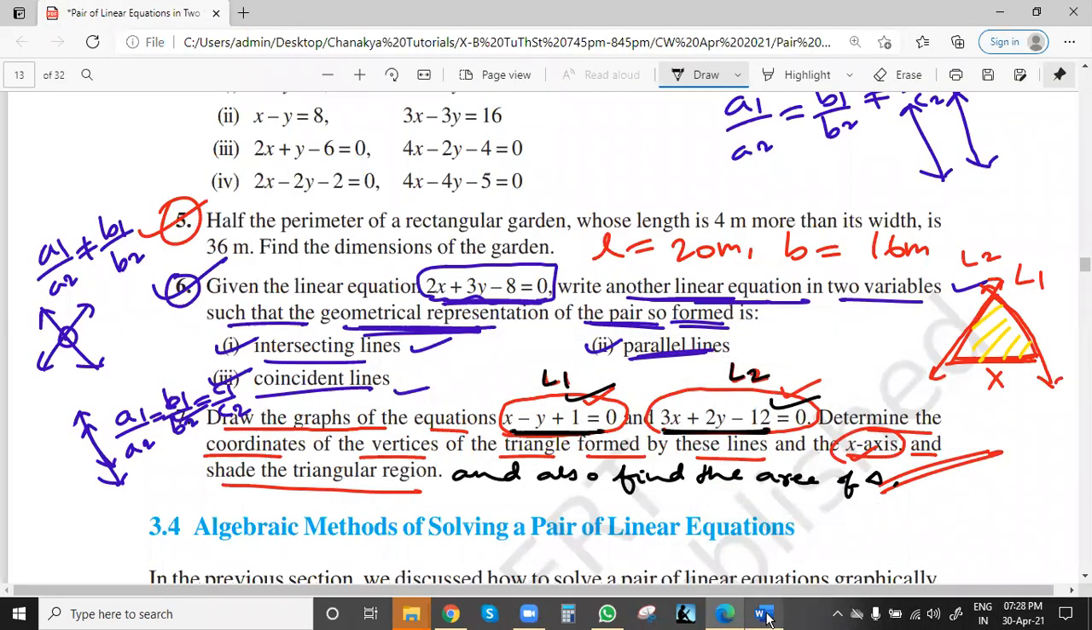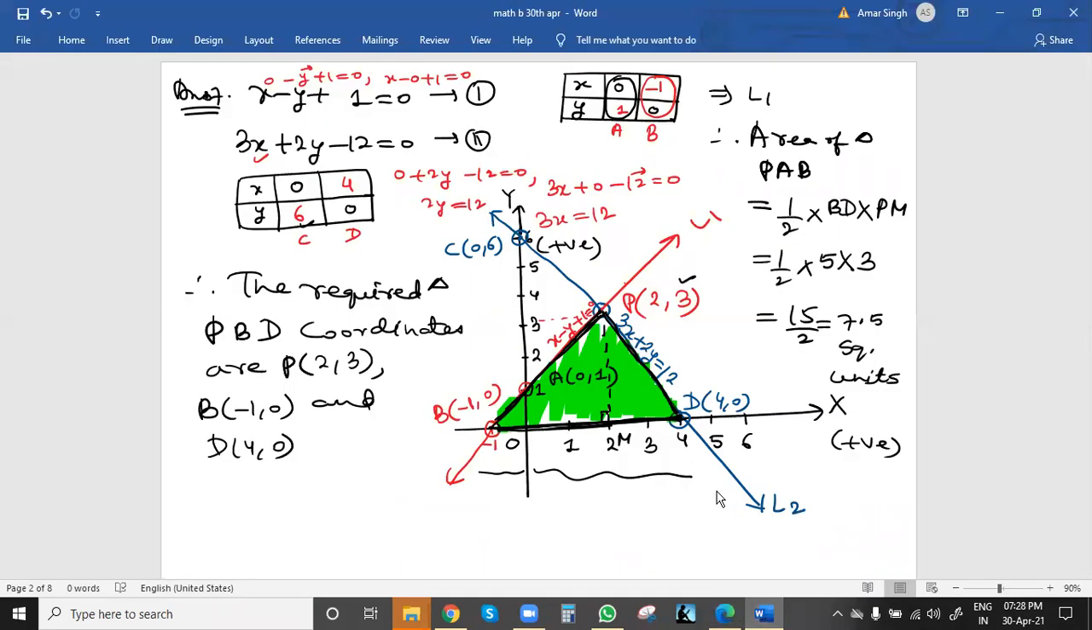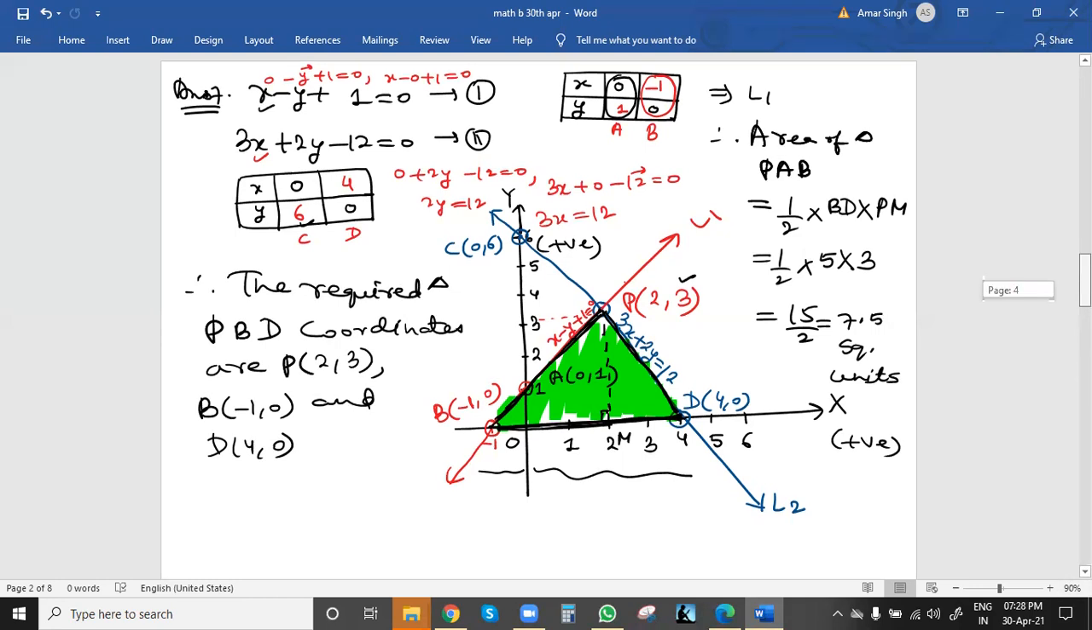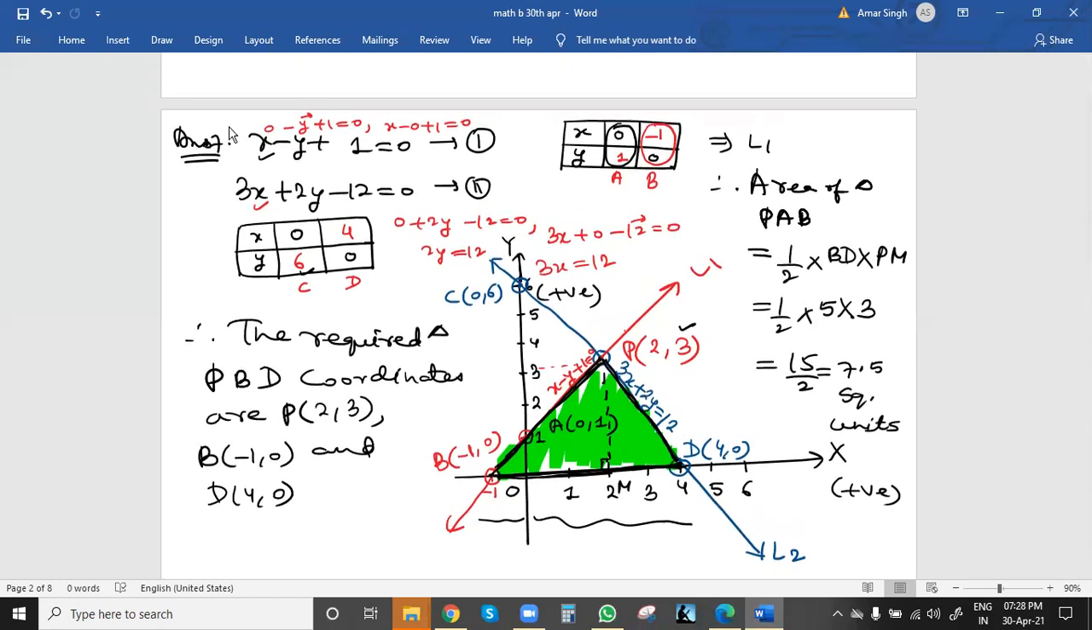So the first one was x minus y plus 1 equal to 0. So we can draw the line. What is the process? We can draw a table, and we put an x value, suppose 0. x is the independent variable, so we can take any value based on our convenience. I've taken x value 0. So I'll put it in this equation: 0 minus y plus 1 equal to 0. So y will be equal to 1.